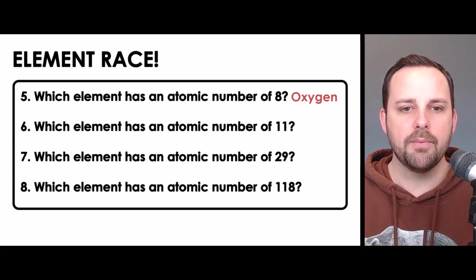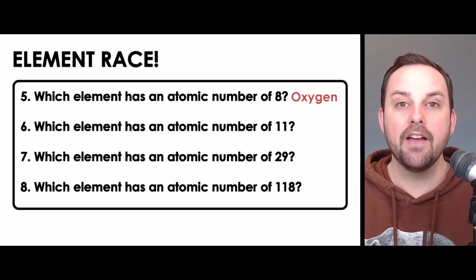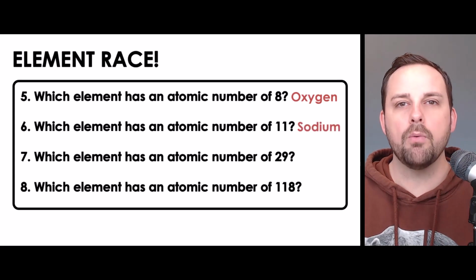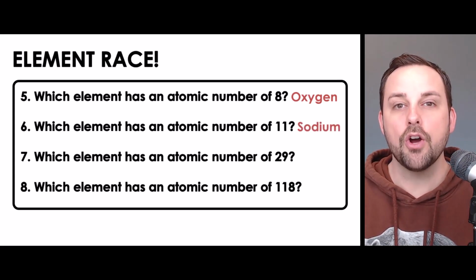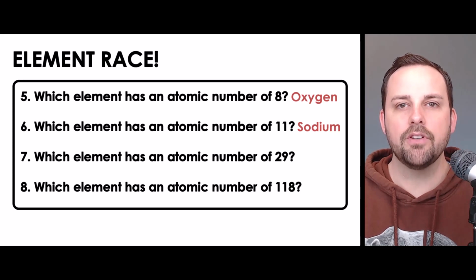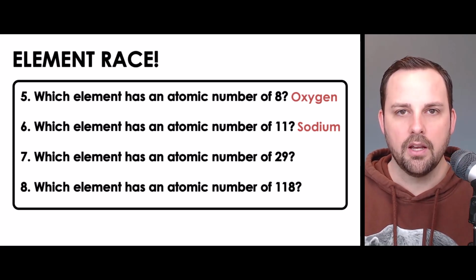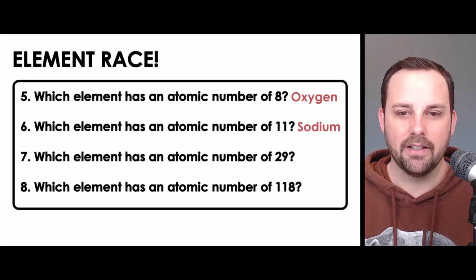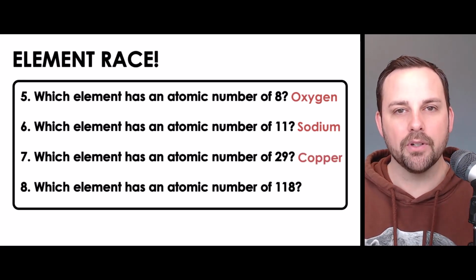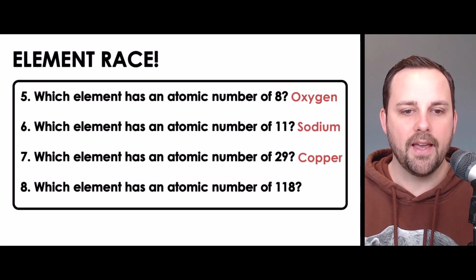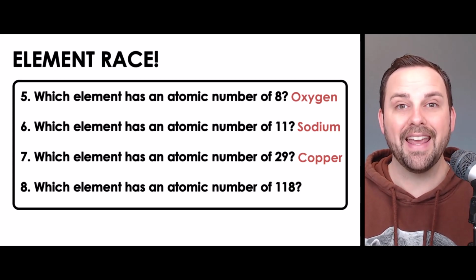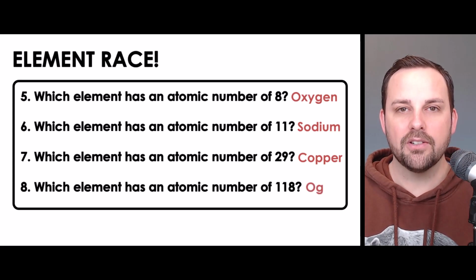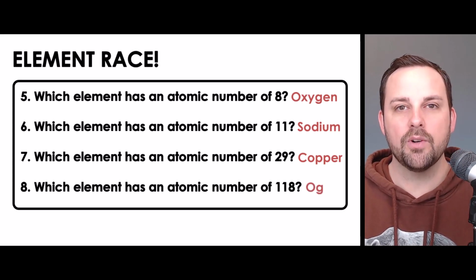Question 6, which element has an atomic number of 11? When you look at the periodic table, what we'll find is the correct answer is sodium. Sodium has an atomic number of 11, which means it has 11 protons in the nucleus. Question number 7, which element has an atomic number of 29? The correct answer is copper. Question number 8, which element has an atomic number of 118? The correct answer I'm abbreviating as OG, which is oganesson.